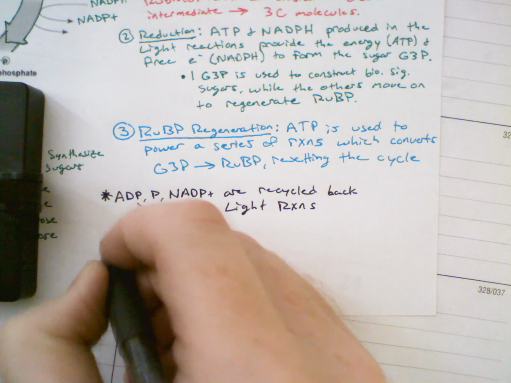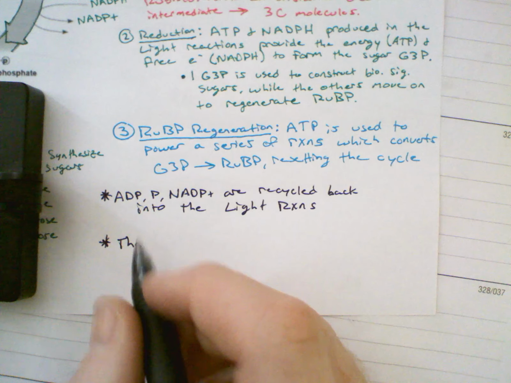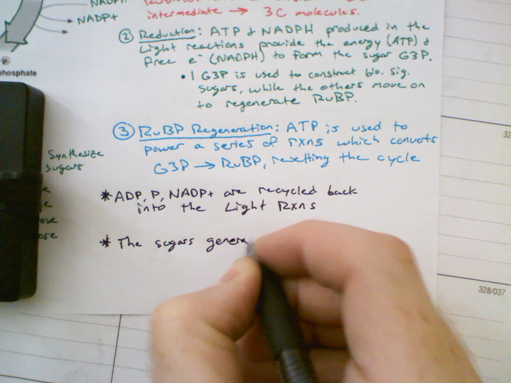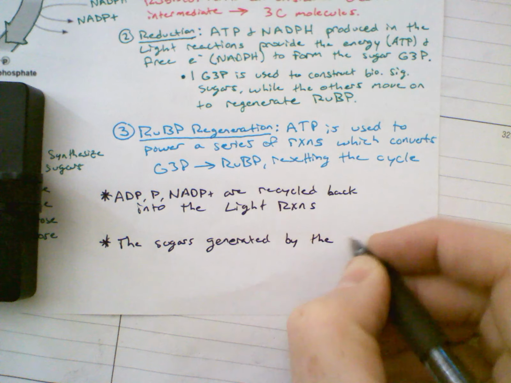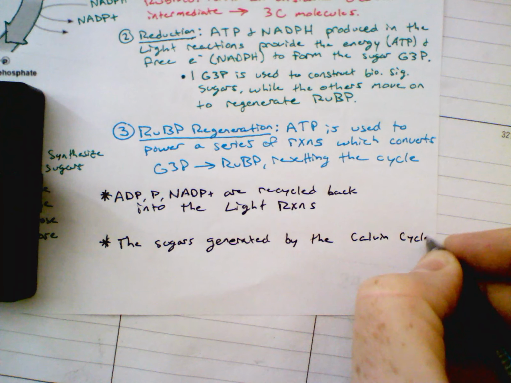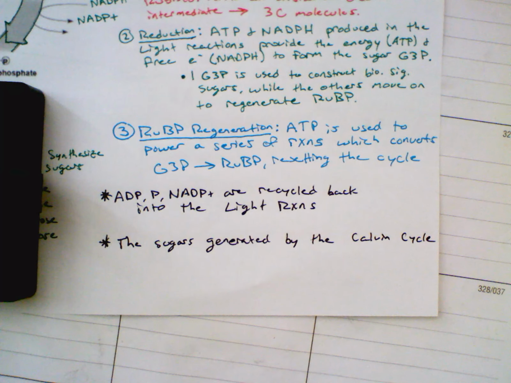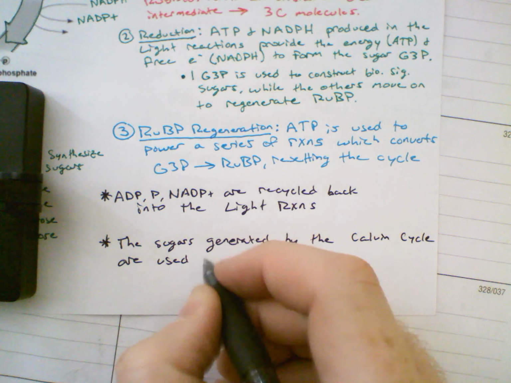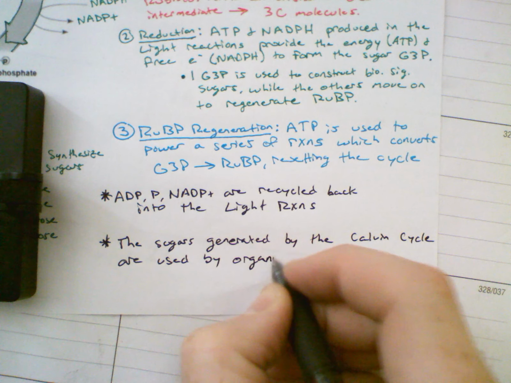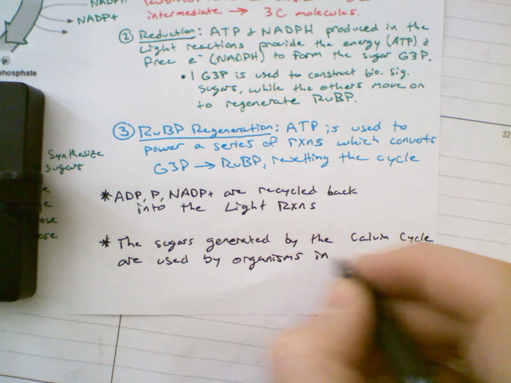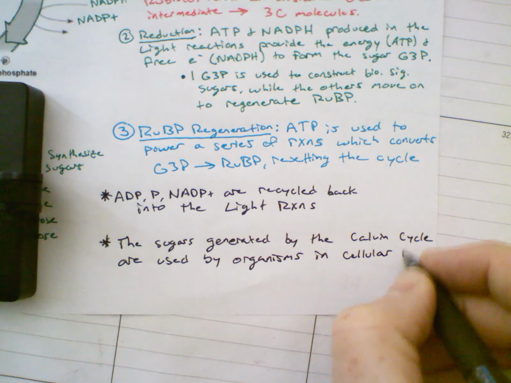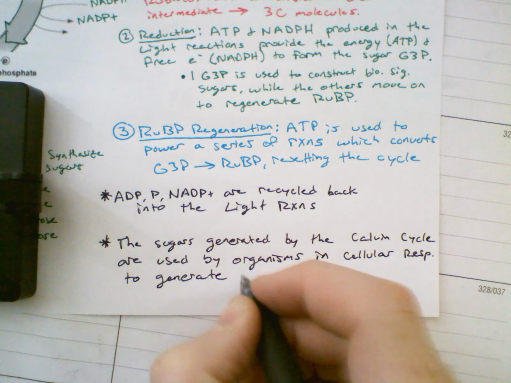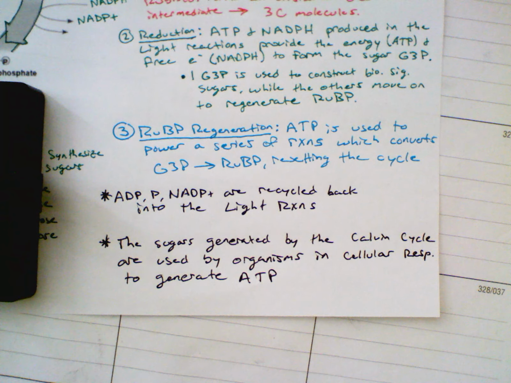The other thing is that the sugars generated by the Calvin cycle are going to be used by organisms in cellular respiration to make ATP. And that's how these things are so well connected.